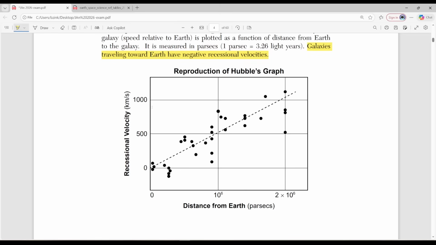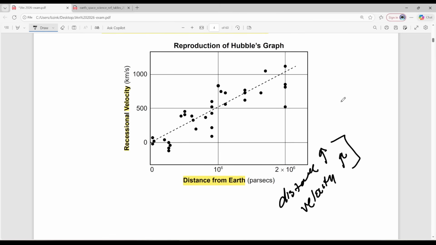Well, let's see what this says. Distance from Earth is here, and then our recessional velocity here. So it's a direct relationship. So we could say, just from this graph, I don't know what the question is, as distance increases, the velocity increases. So this is Hubble's law. You should have learned this in Space Systems Unit. So this is saying the further away the galaxy is, the faster it's moving. This helps explain that the universe is expanding.